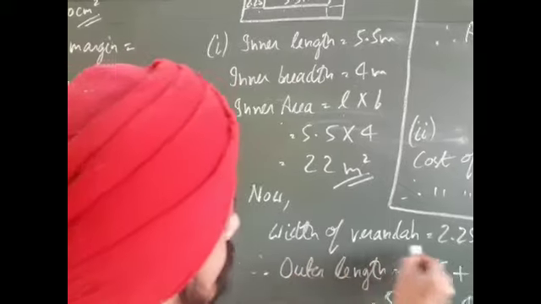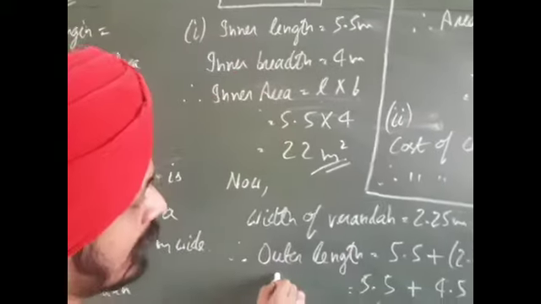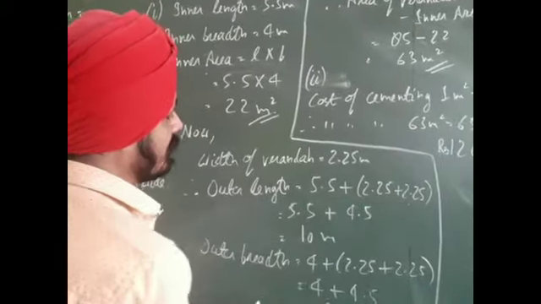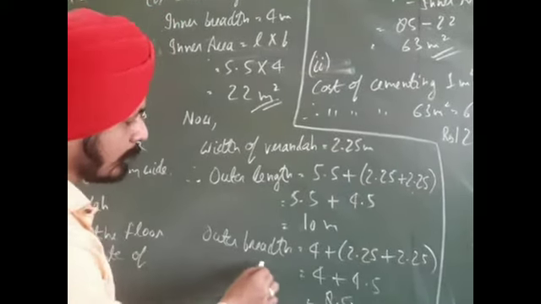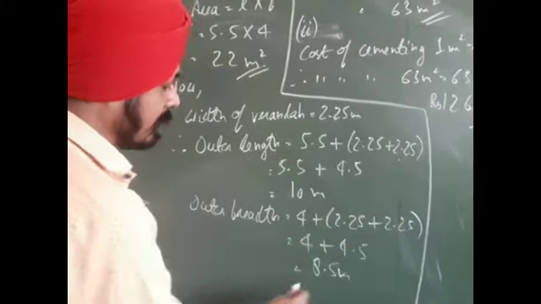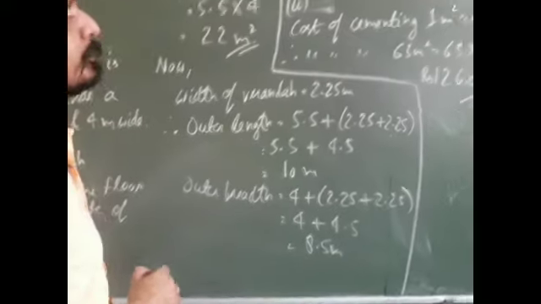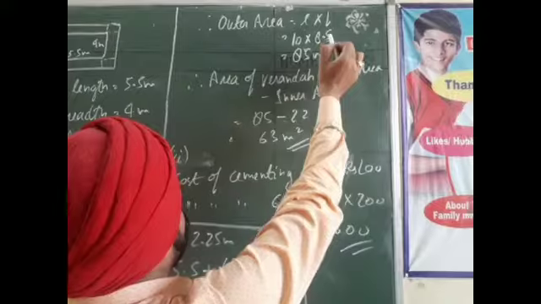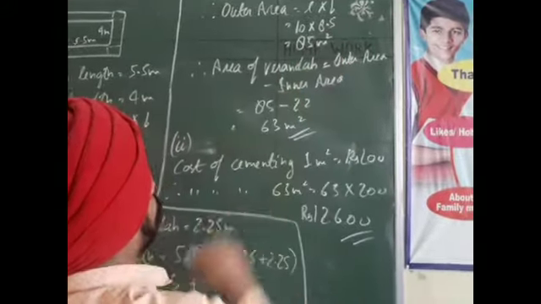Then width of veranda is 2.25 meter. So outer length you will find 5.5 plus 2.25 plus 2.25. You will get 10 meter. Then outer breadth you will find 4 plus 2.25 plus 2.25. You will get 8.5 meter. So outer area you will find length into breadth, 10 into 8.5, you will get 85 meter square.